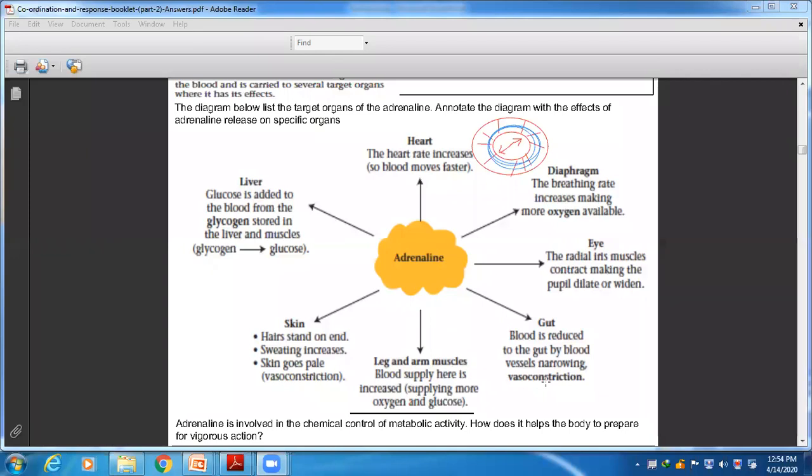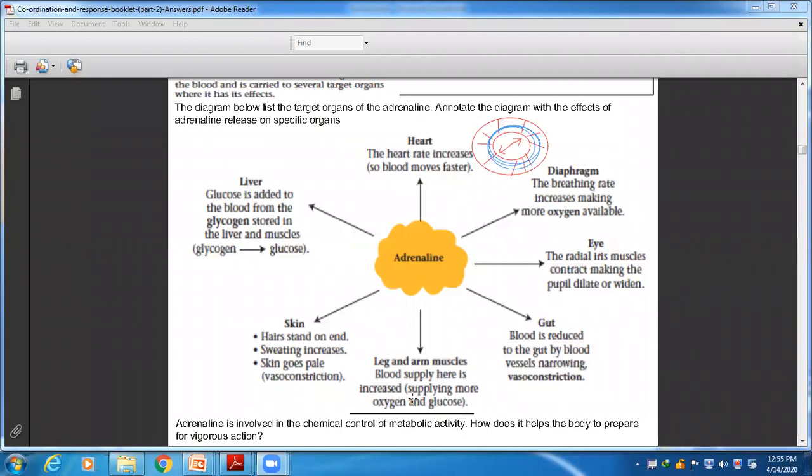Okay, why did it happen like this? To divert more blood toward your muscle. Why? Because your muscle needs more oxygen and more nutrients at that time. Another function of adrenaline is that leg and arm muscle blood supply increases. Also, I told you blood supply to the muscle will increase because your muscle needs oxygen and glucose, right?